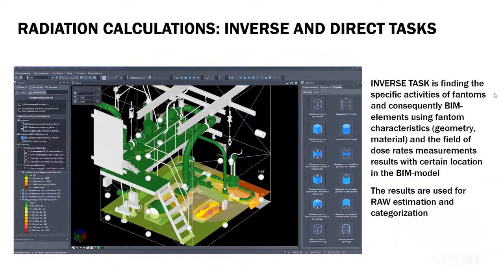So we apply specific mathematical algorithms which contain systems of equations and numerical methods for calculation. And as a result, we obtain the specific activity of each element, of each beam element here, that was previously defined as a radiation source.